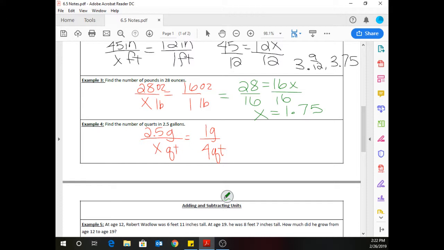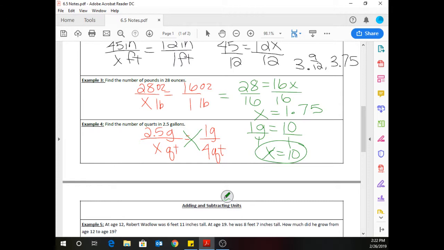This one, hopefully you cross multiply, you got 1 gallon equals 10. And then you divide by 1, x equals 10. Be very careful there. Questions on either one of those?